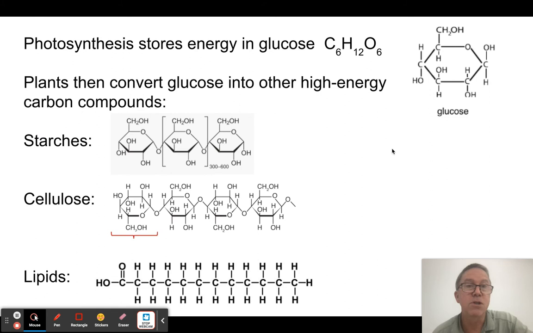Photosynthesis converts carbon dioxide and water, takes that energy from the sun and stores it in this molecule here, which is called glucose, which has this here. You don't need to know that.